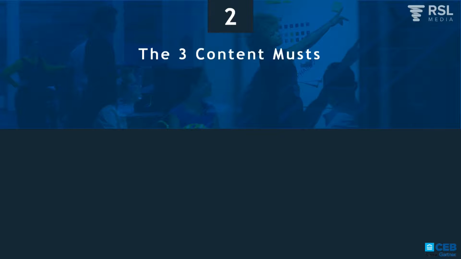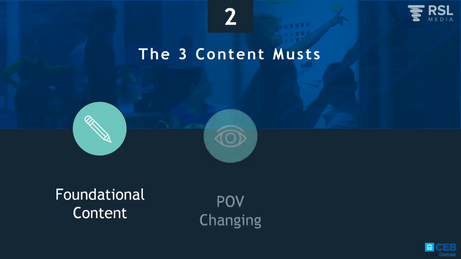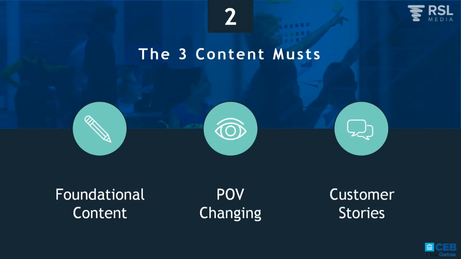So number 2, in terms of turning digital visitors into customers, is you have to have the 3 content musts: foundational content, content that changes the point of view, and customer stories. So let's go through these one by one.